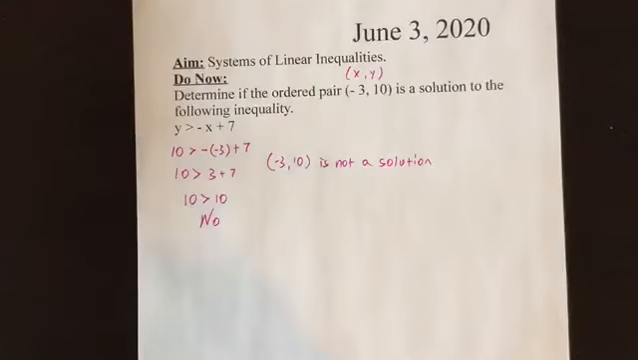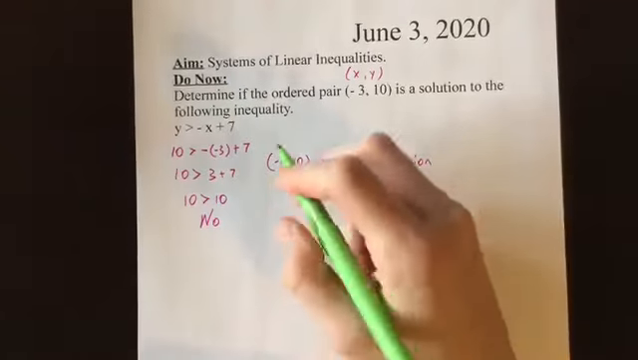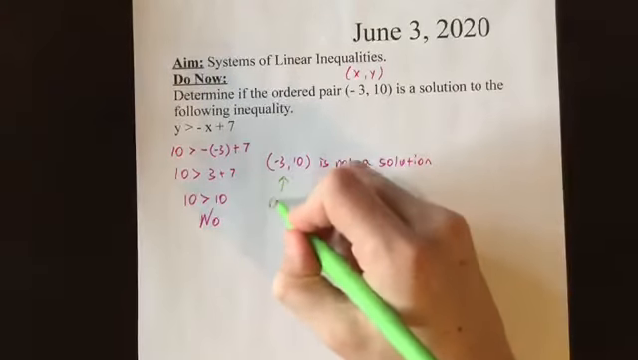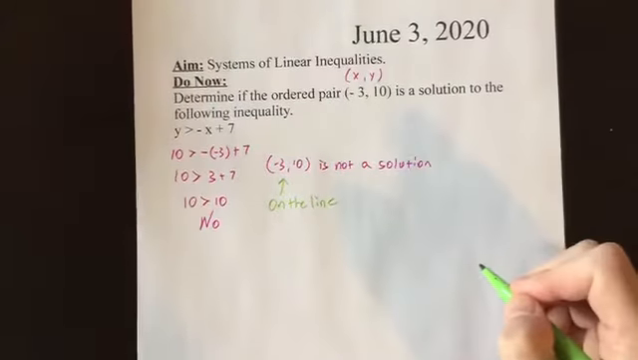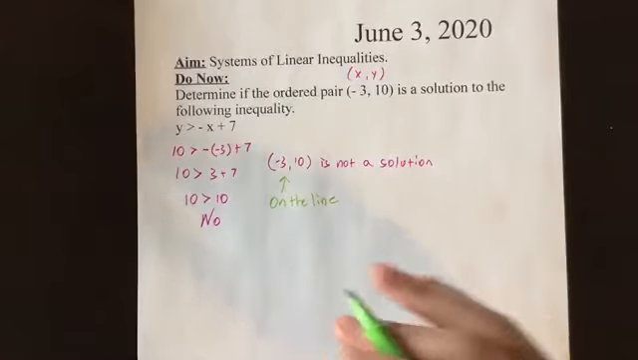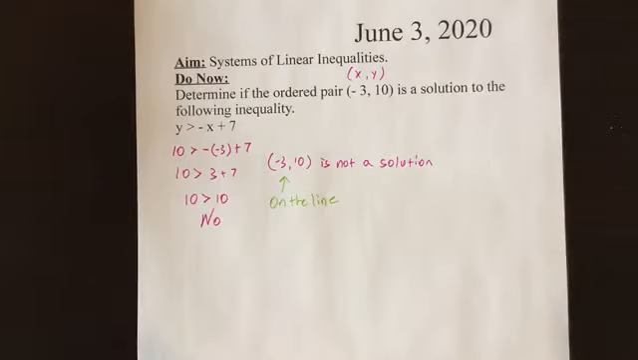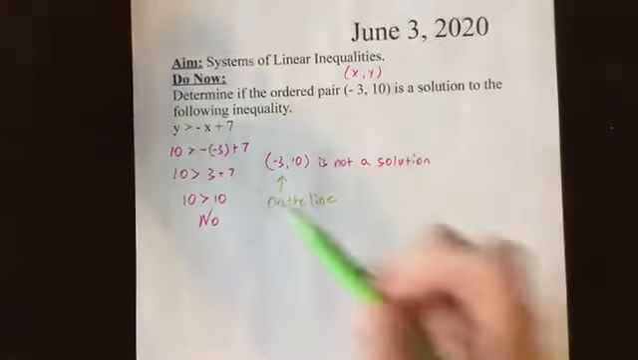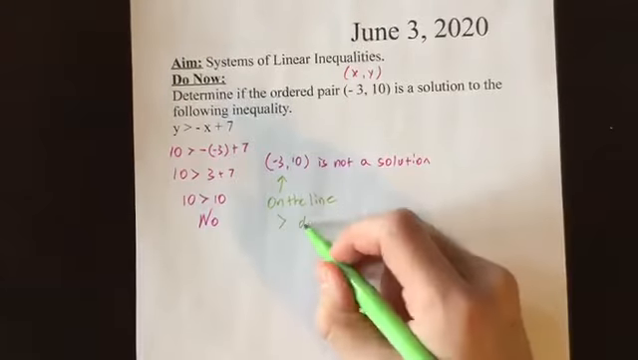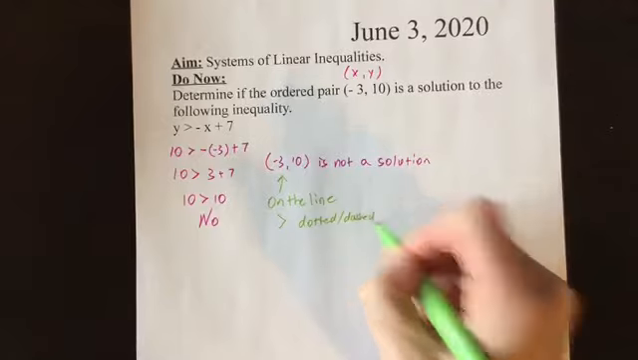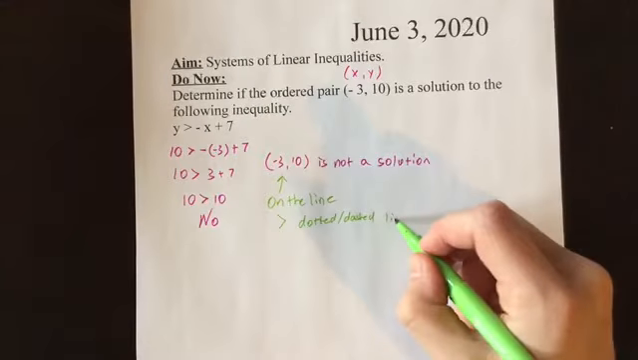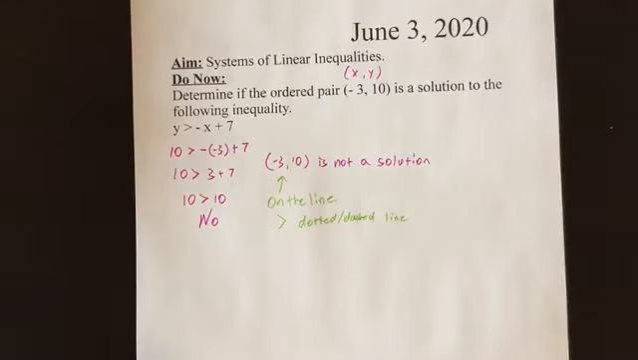You might be thinking, oh, but if it was equal, this point would be on the line if we were to graph it. But it's not an equal to, so it's not a solution, which is why when we have that greater than, we're doing that dotted or dashed line, which shows us the points on the line are not actually a solution.